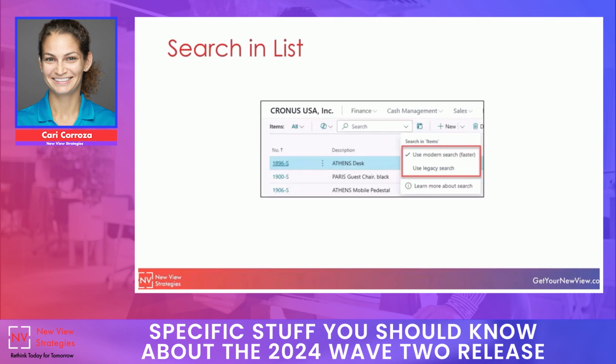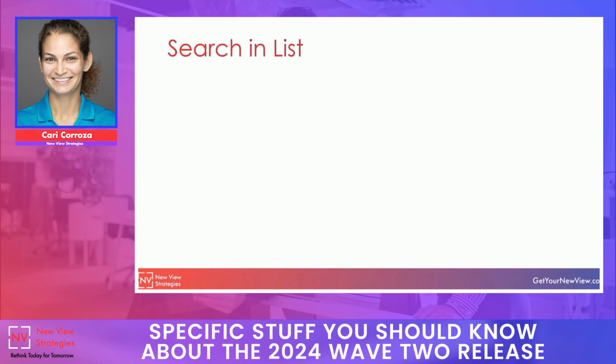This is just a screenshot of what you will see if you have the modern search available on a list page. This is a screenshot from the items list, and if I look on my page search or my list search, there's a little drop-down arrow, and it shows that we can either use the modern search, which is faster, and that's what's checked currently, or we can use the legacy search, which is what we are used to. I also wanted to record a short demo video on the different results that we might get by using the modern search versus the legacy search. So let's take a look at that.